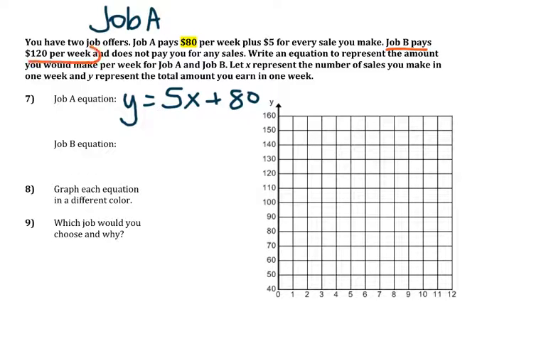Okay, then looking at job B, it pays differently. It pays $120 per week, but it does not pay you for any sales. So in job B, does it matter how many sales you make? The answer is no. You can make 1 sale or you can make 100 sales. You're going to make $120 a week. So that's not going to change. So how much money you make is not going to be $120 plus anything. It's just going to be $120. And so job B is just going to be y equals 120. And so in 1 week, you're going to make $120 at job B.